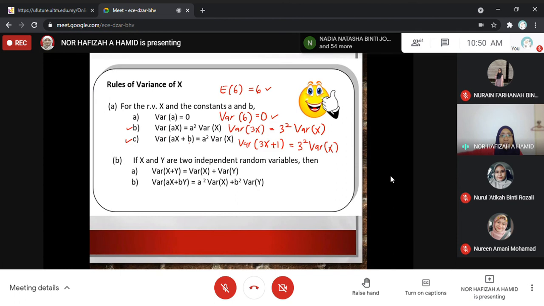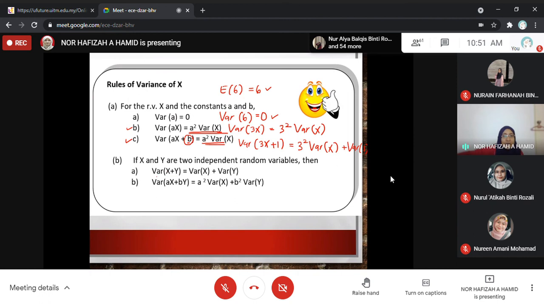So yang B dia tak ada, dia terus remove jadi 0. Sebab dia sebenarnya pluskan dengan variance 1. So variance 1 is 0. So you akan dapat 3 square variance X je. So kalau tengok formula C dengan yang B ni sama je. Okay, sebab yang B belakang ni dia terus remove, dia jadi 0. Okay, so tu dapat formula yang sama for B and C.